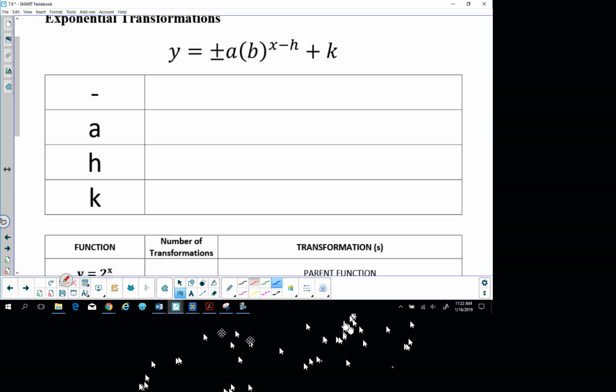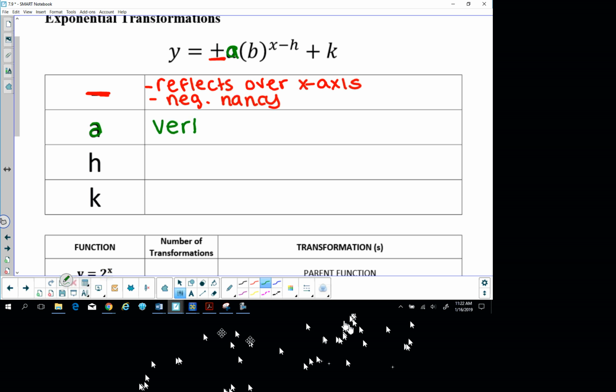So we know the negative, if it's negative, what happens to it? It reflects over, good, over the x-axis. Or it becomes a Negative Nancy. See, I'm colored. The a is your vertical shift, or sorry, vertical stretch. So it gets skinnier or wider.